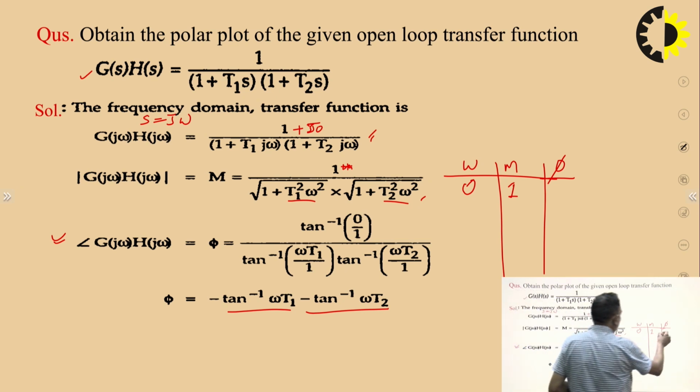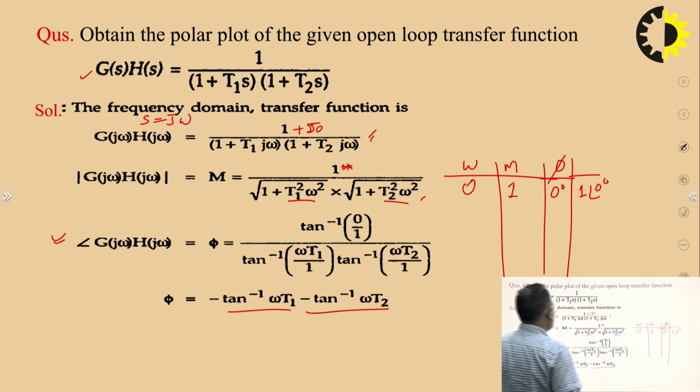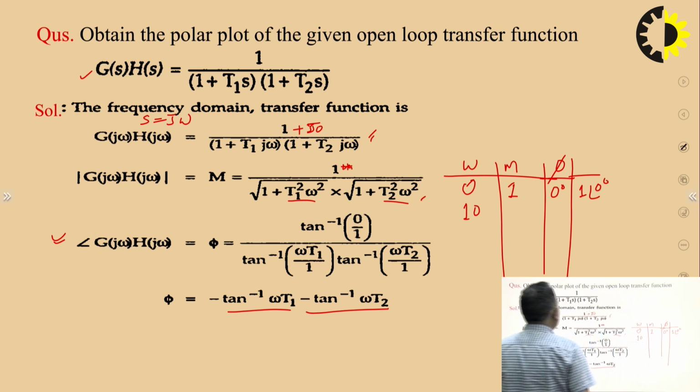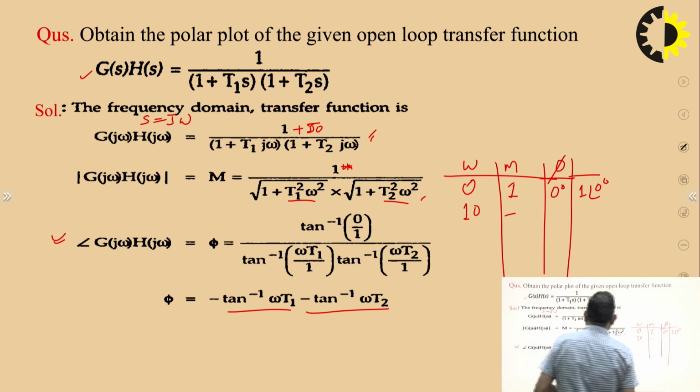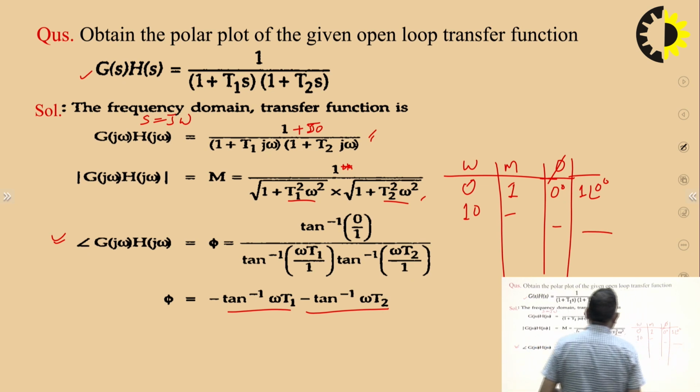Okay, so it will become 0 degree. And combinedly you can write it like 1 angle 0 degree. Okay, and you can take some other frequencies, like if you choose, let's say, omega equals 10. When omega equals 10, you will get a certain value of magnitude, and also a certain value of phase angle, and then you can combinedly write it like this.